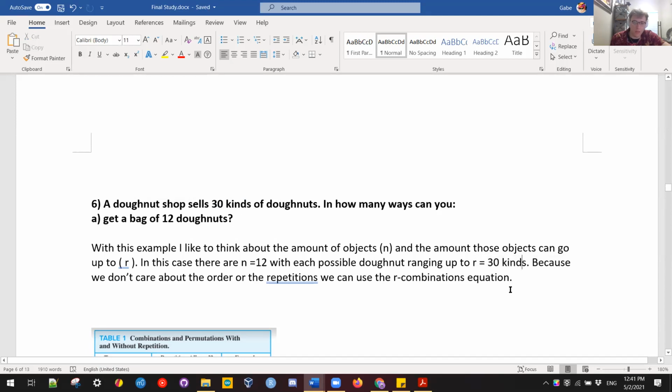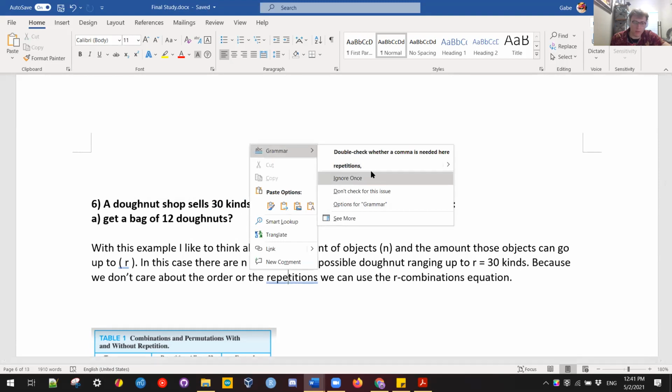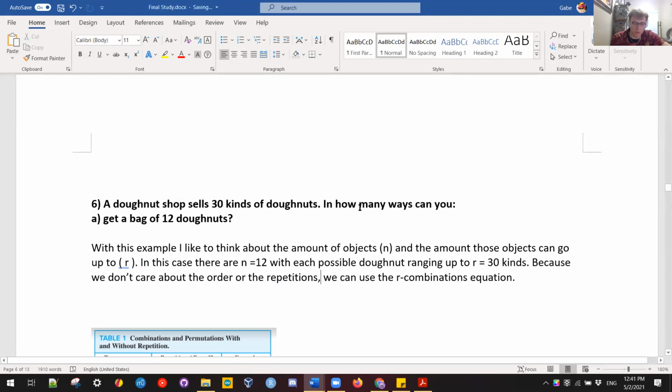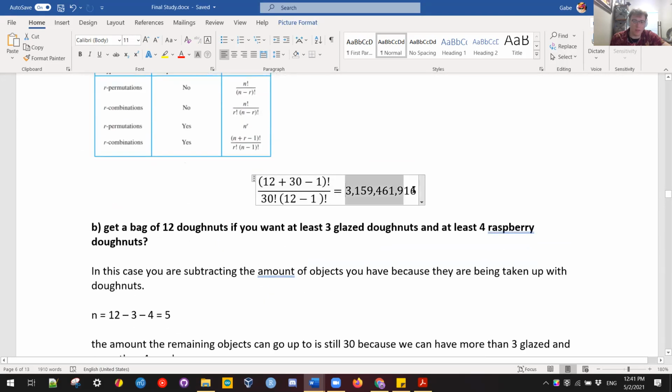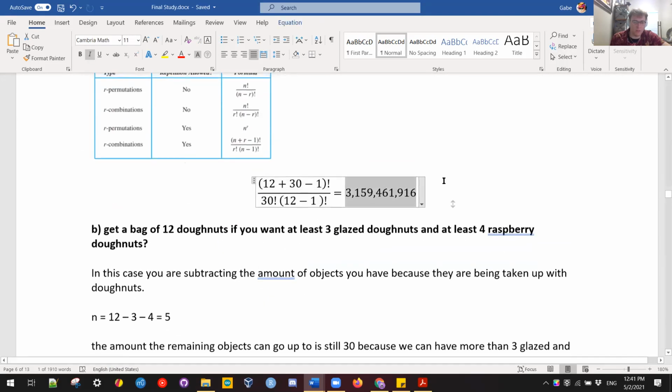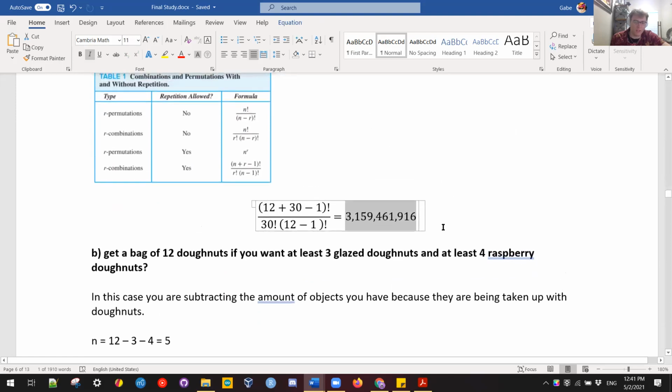And so we don't really care about order of donuts. We don't care how we get them or if we get repeats. So we can use the combination with repetition equation. And with that, we could get that scary amount of donuts, a combination. You're not actually getting that amount of donuts, but that's how many ways you could choose. And yeah, so that's how I thought about that one.